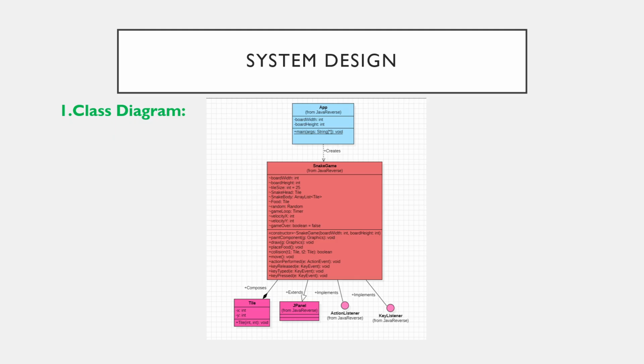So now we have to jump to the next step of the software development life cycle, which is system design. Here is the class diagram of the given software requirement. There should be a snake game class which will inherit from app, which will create the snake game, and it should have a tile component. It should extend JPanel, and it should implement the interfaces ActionListener and KeyListener.